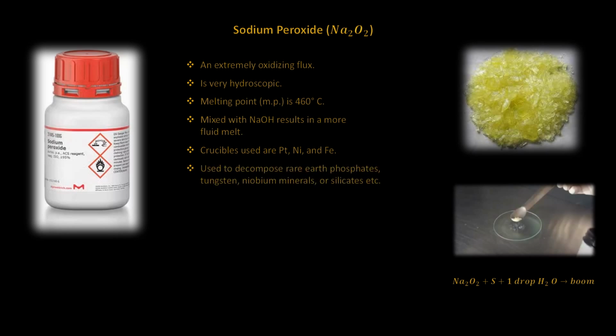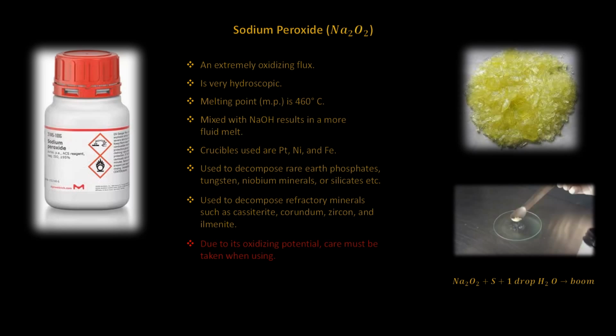Sodium peroxide is used to decompose rare earth phosphates, tungsten, niobium minerals, or silicates, etc. It is also used to decompose refractory minerals such as cassiterite, corundum, zircon, and ilmenite. Caution must be taken when using this chemical. Due to its highly oxidizing power, it is very reactive. The short segment shows a reaction between a mixture of sodium hydroxide, a sulfur compound, and a moistened glass rod.